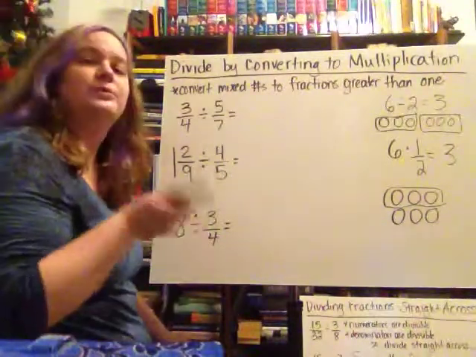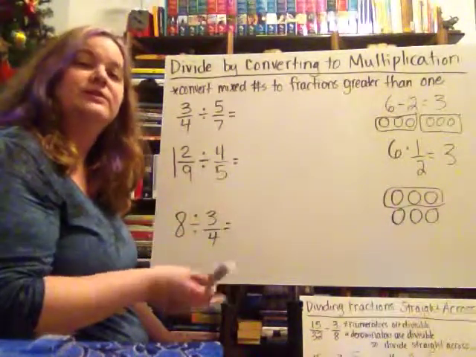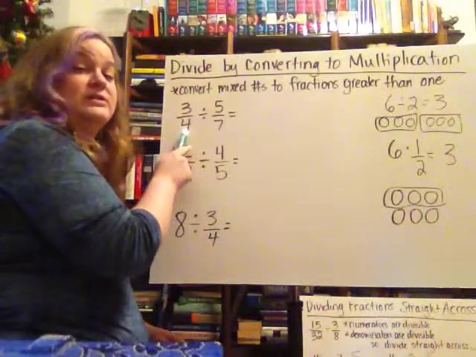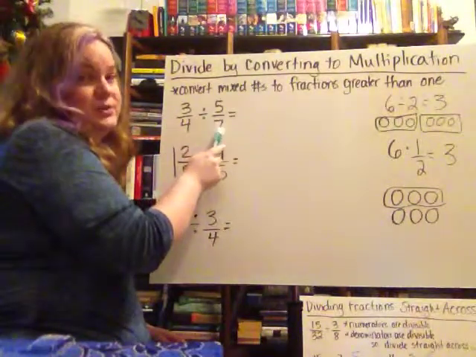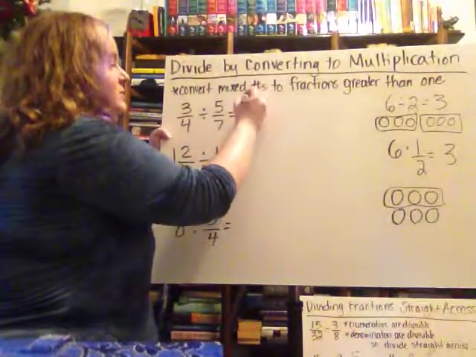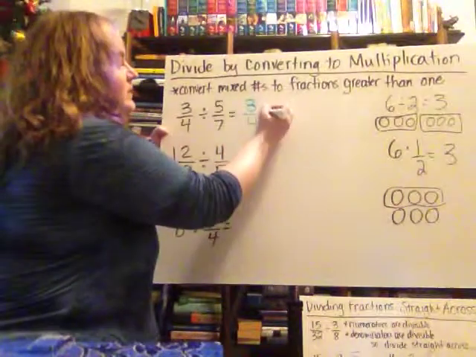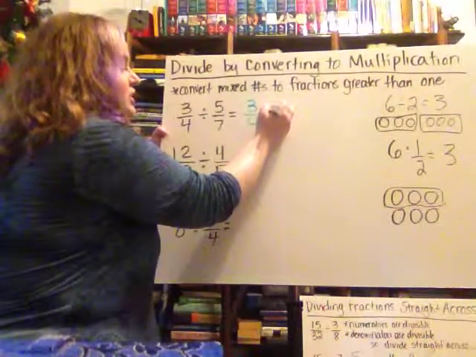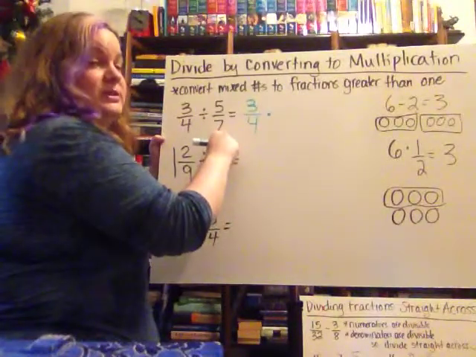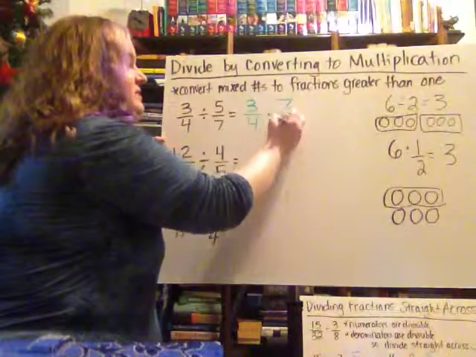Now the rule is the only one that we're going to move when we do this is the divisor. We never want to touch the dividend. Remember, the dividend is the first one and the divisor is the one we're dividing by. So in order to do this, I'm going to take my first number, which is the dividend, and I'm going to leave it alone. So I'm going to keep it. And then I'm going to change division to multiplication. And then I'm going to flip this so that I'm finding the reciprocal, which would be 7/5.